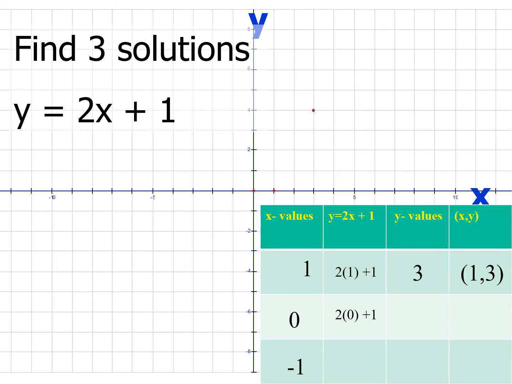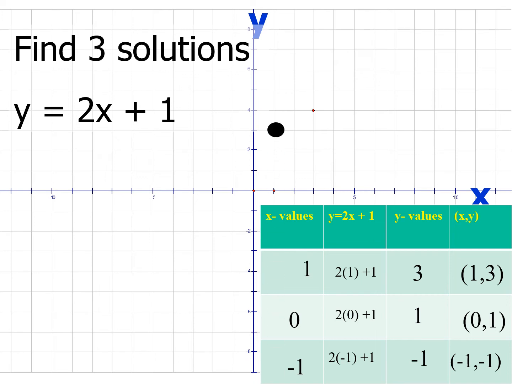Then, if x is 0, y equals 1. So we have the second ordered pair, which is (0, 1). If x is negative 1, then negative 2 plus 1 is negative 1. So we have the third ordered pair, which is (-1, -1). Now we are ready to plot the points.